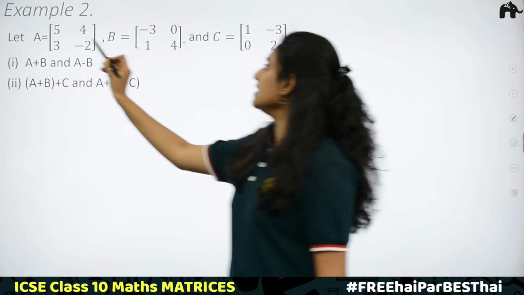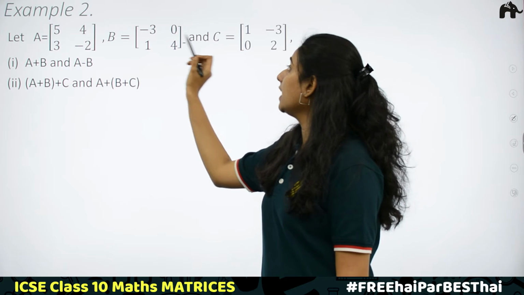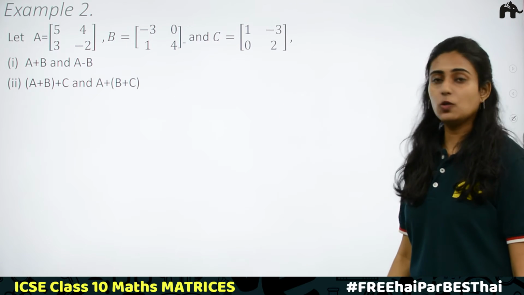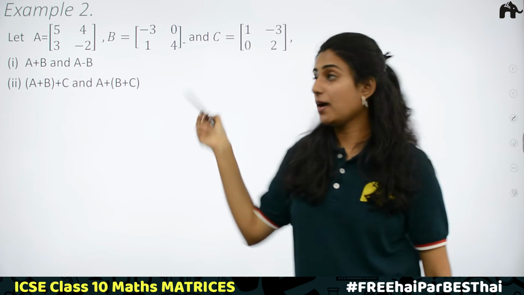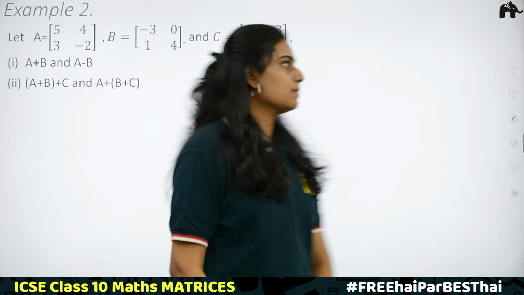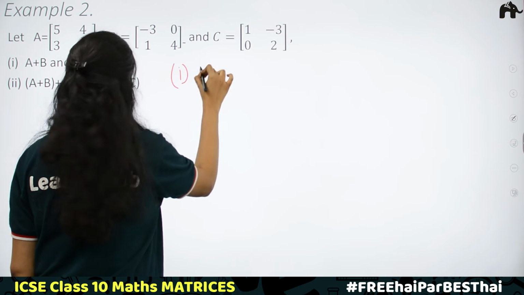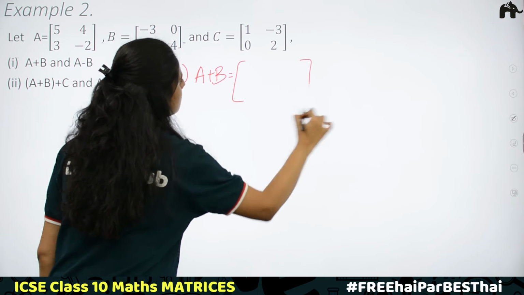Here, let A is equal to 5, 4, 3, minus 2, B is equal to minus 3, 0, 1, 4 and C is equal to 1, minus 3, 0, 2. We are going to add A plus B and subtract A minus B. This is the first question. Let's perform the addition and subtraction. First, A plus B.